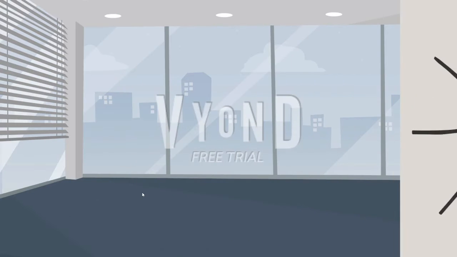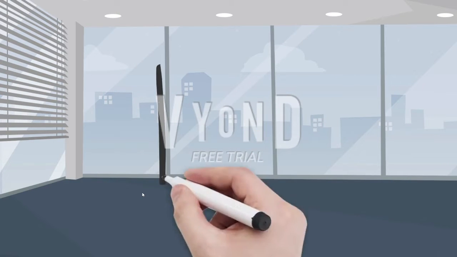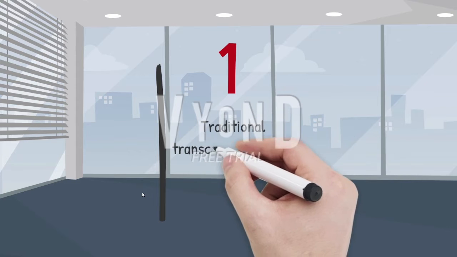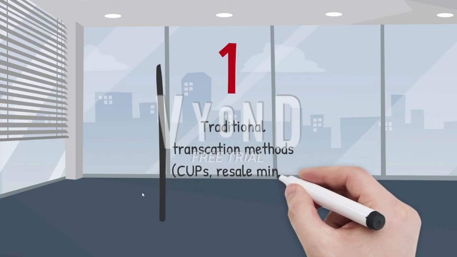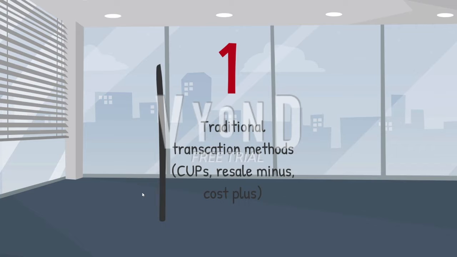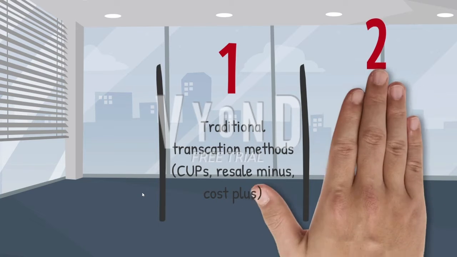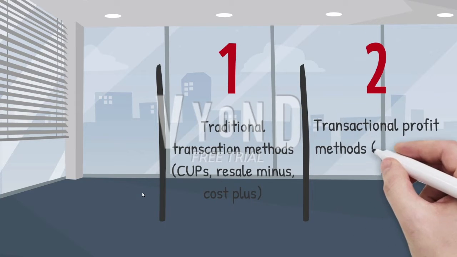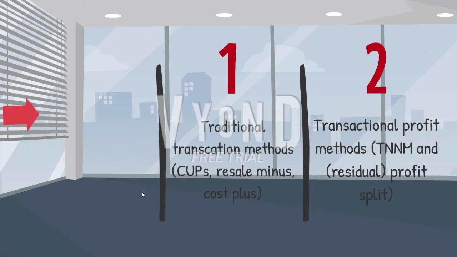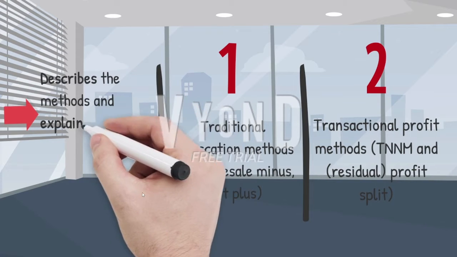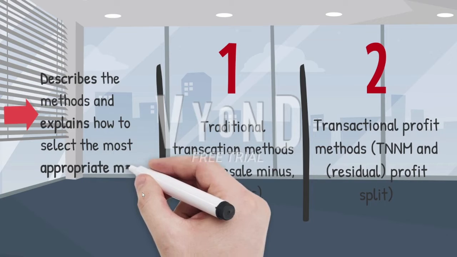There are 5 main methods to find arm's length prices. First, the so-called traditional transaction methods with the CUP method, the resale minus method, and the cost plus method. Second, there are the transactional profit methods with the TNMM and profit split method. Chapter 2 describes them and explains how to select the most appropriate one.